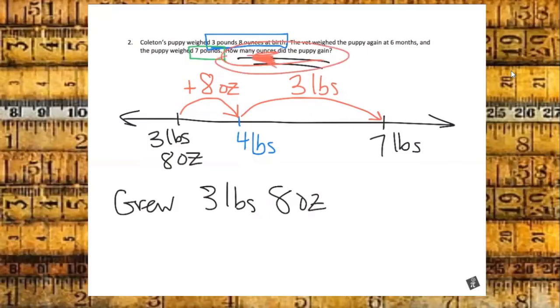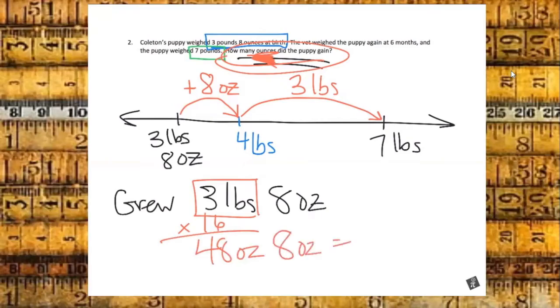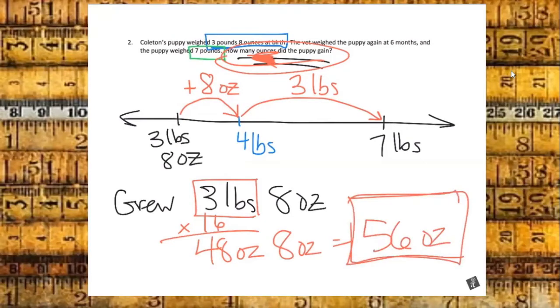See right there, that's the key thing. How many ounces did the puppy gain? So we have to convert 3 pounds into ounces. We multiply by 16, because each pound is 16 ounces. That gives us 48 ounces plus the other 8 ounces. So that's 56 ounces altogether. Colton's puppy gained 56 ounces.